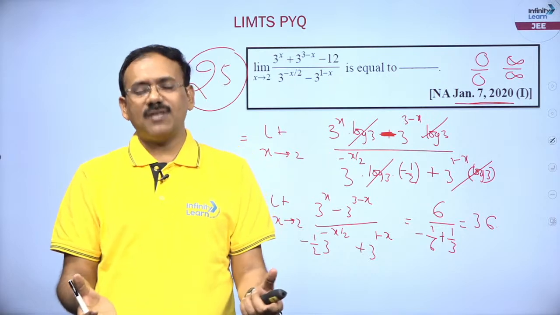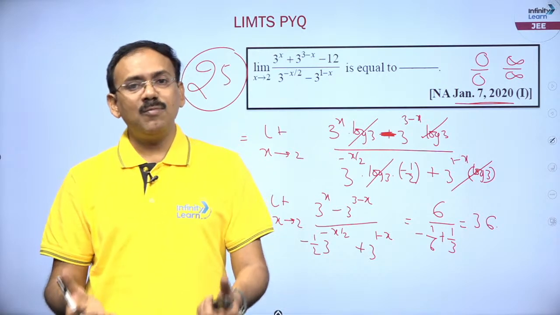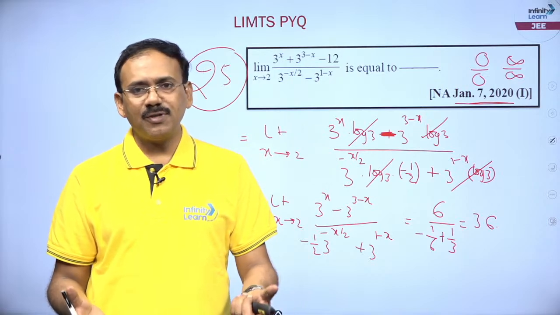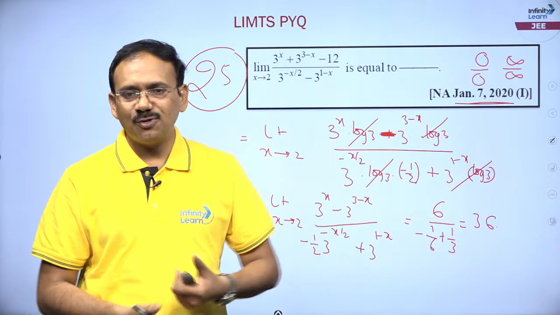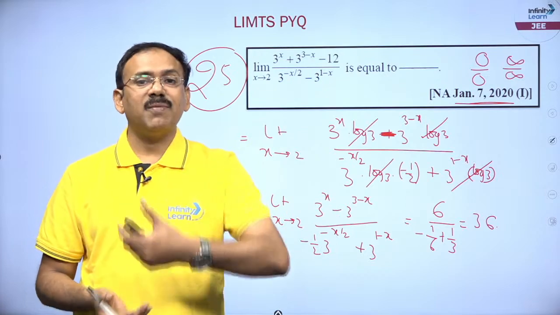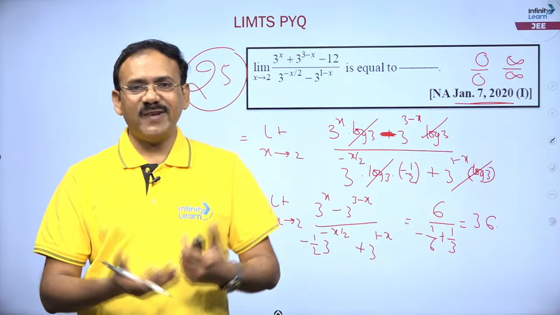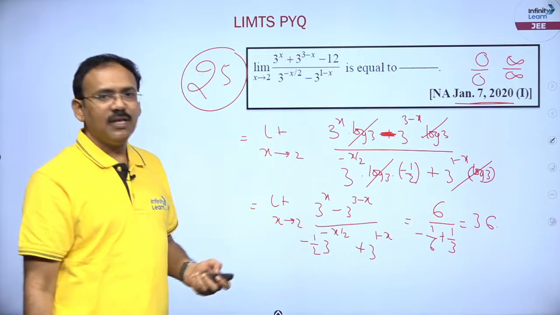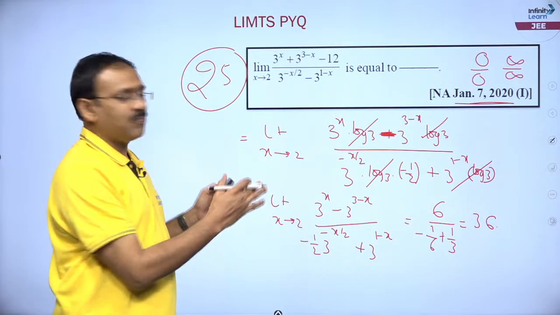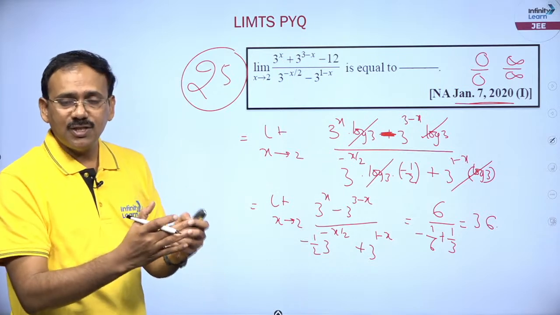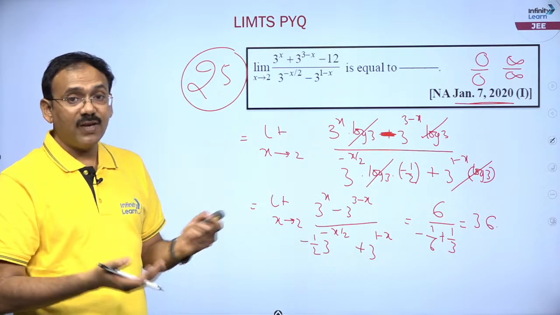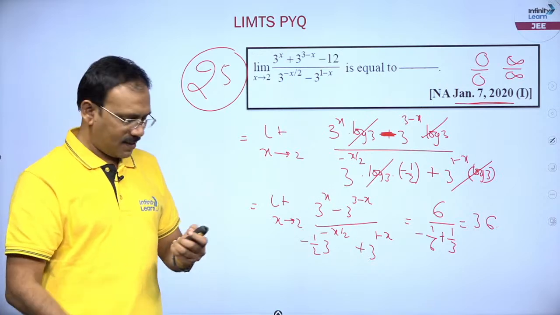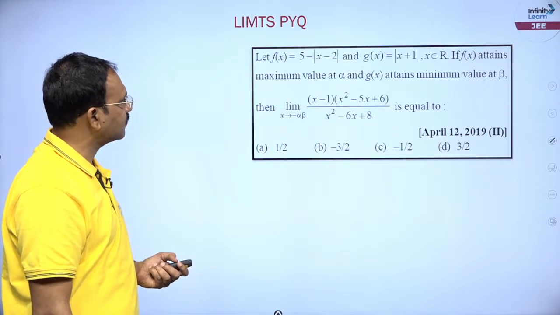Even now you have time. Almost 25 days is not a simple time. You can do miracles in 25 days. You start your preparation now. We are here to help you. Okay, coming to the next problem. You see, dear students, this problem where we got 0 by 0 kind of, we can do it with L'Hospital's rule. Okay. Chalo, next problem.